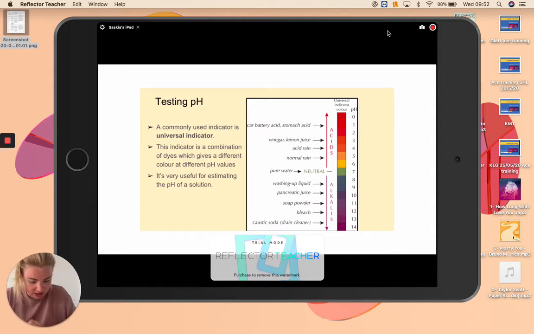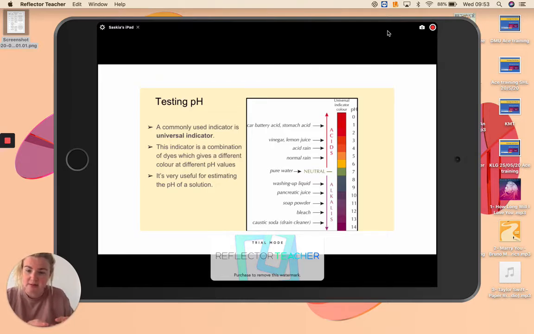So this is just looking at different types of acids. You can see the strong acid, stomach acid. Normal rain is actually slightly acidic. Acid rain is more acidic. Pure water means water that has undergone a process which removed all the ions you'd find in the water that comes out of your tap. So even the water that comes out of your tap is slightly acidic. Don't worry about it, you can still drink it, but it's not 100% pure water, okay?